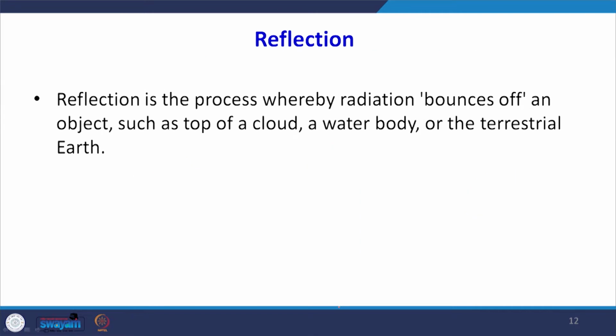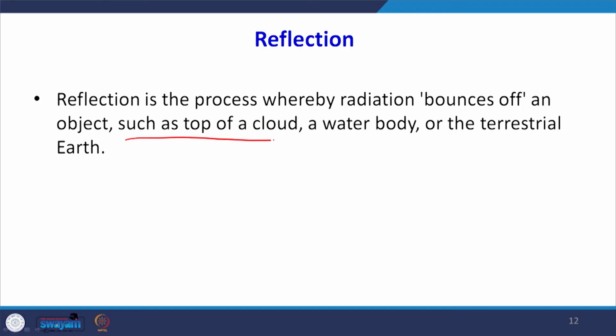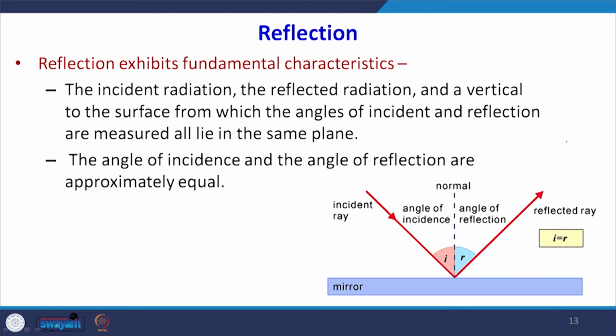The second process is the reflection process, and it is the process when the radiation bounces off the object. So, radiation is striking the object and it is bouncing from the object, and that process is called reflection. It could be the top of a cloud or any feature, a water body or any object on the earth surface. So, striking is incoming, and then the outgoing is the reflection from the object.